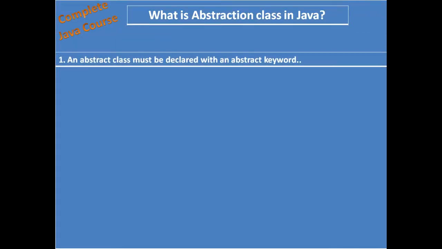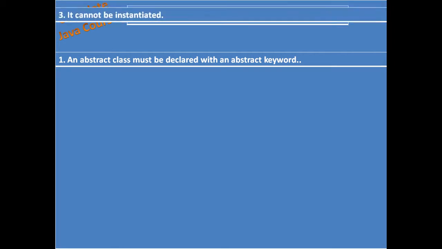An abstract class must be declared with the abstract keyword. So before defining an abstract class, use the keyword abstract. Normally we define a class with public, then the class keyword, then the class name. But if you define an abstract class, then you need to use the abstract keyword.